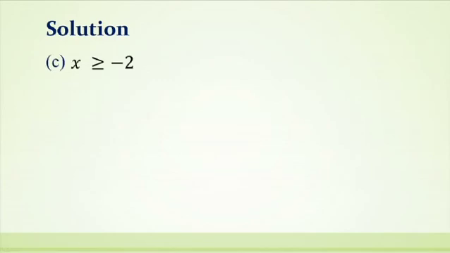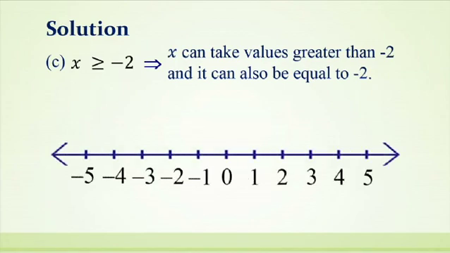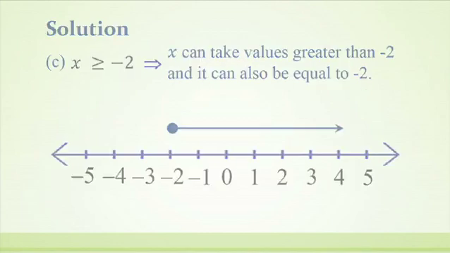Next one, x greater than or equal to minus 2. So here, x can be equal to minus 2. Therefore, I will have a full circle at minus 2 to indicate that x can be equal to minus 2. And my arrow will point towards the right, same as my inequality sign, meaning that x can take any values on the right hand side of minus 2.